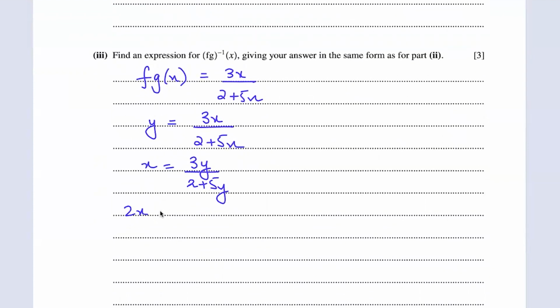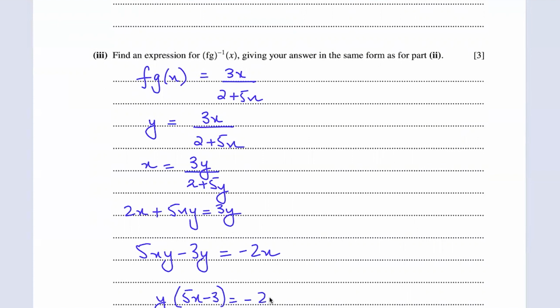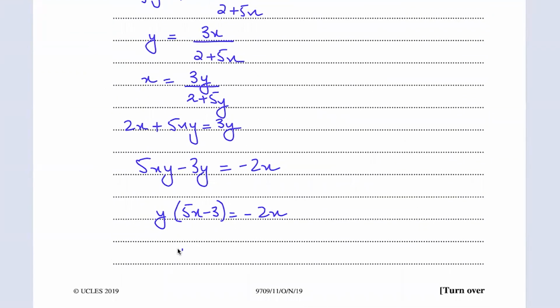So cross multiplying, first we get 2x plus 5xy is equal to 3y. Bringing y on one side, we'll have 5xy minus 3y is equal to minus 2x. Taking y common, we get y bracket 5x minus 3 is equal to minus 2x. Finally, our answer for fg inverse of x will be minus 2x upon 5x minus 3. This can also be rearranged and written as positive 2x upon 3 minus 5x.